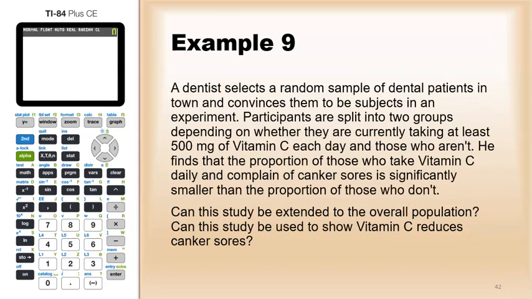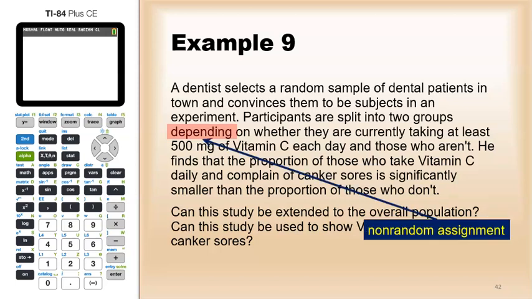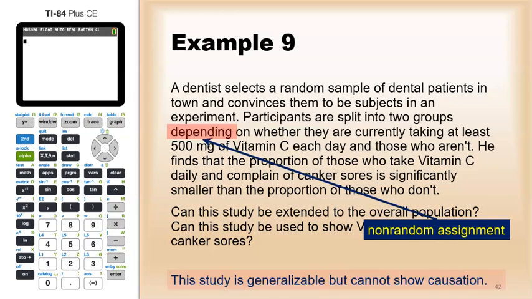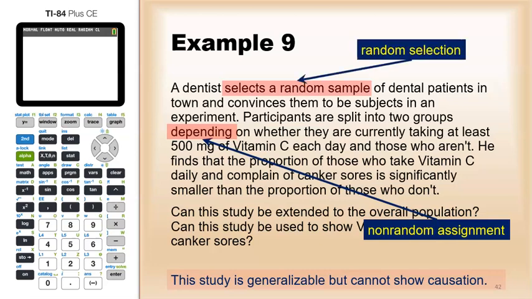Okay. A dentist selects a random sample of dental patients in town and convinces them to be subjects in an experiment. Participants are split into 2 groups depending on whether they are currently taking at least 500 milligrams of vitamin C each day, and those who aren't. And he finds there's a difference in proportions with canker sores between those who took the vitamin C and those who didn't. Okay. So, we do not have random assignment. They're split into 2 groups based on whether they themselves are doing the treatment or not. But we do have random samples. So the study is generalizable but cannot show causation. There you go.